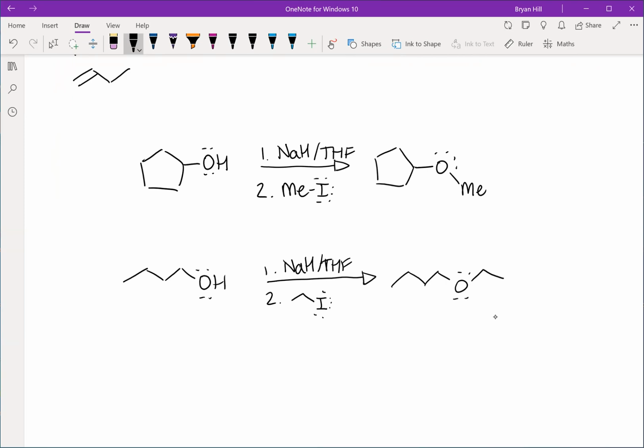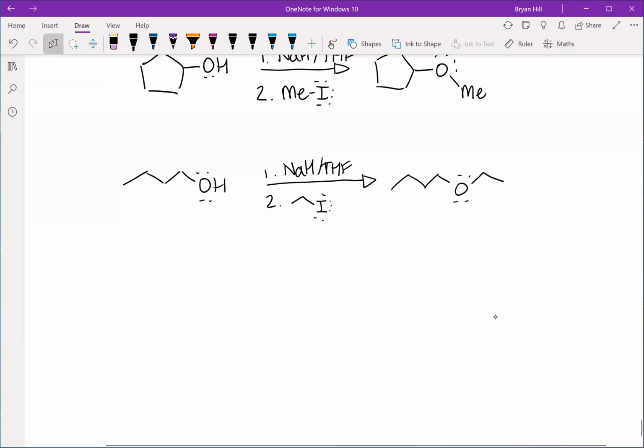We could make butyl ethyl ether in this case. So these would be relatively reliable reactions. We use sodium hydride as our base. Remember, sodium or potassium hydride would be the base because we want to make certain that, come on, erase.